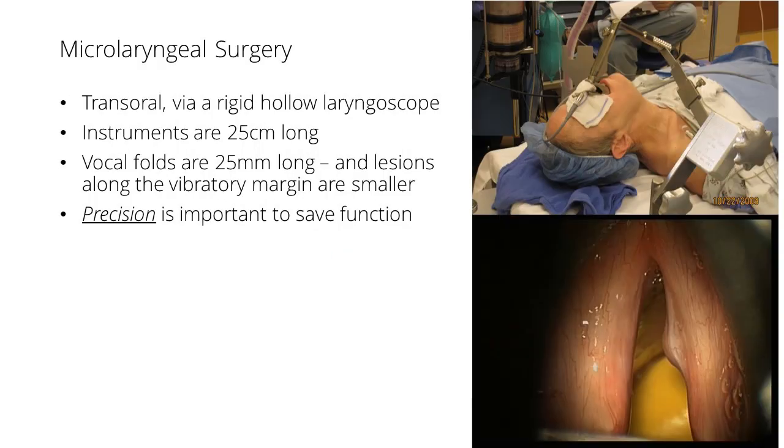So this is a general approach overall to microlaryngeal surgery. Endoscopic approaches through the mouth, patient supine upon the operating room table, surgeon behind the table at the head of the bed, reaching this laryngoscope past teeth, tongue, and into the throat, and then reaching instruments through it. Our instruments are about 25 centimeters long, and the vocal cords are only 25 millimeters long. So we're really aiming for precision. We're aiming to not cause any additional scar tissue to the layered architecture of the vocal cords, because that's how we save function.